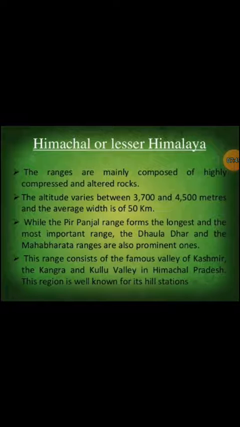The next range are the Himachals or Lesser Himalayas. The ranges are mainly composed of highly compressed and altered rocks. The altitude varies between 3,700 and 4,500 meters, and the average width is about 50 kilometers. While the Pir Panjal range forms the longest and the most important range, the Dhauladhar and the Mahabharata ranges are also prominent ones.